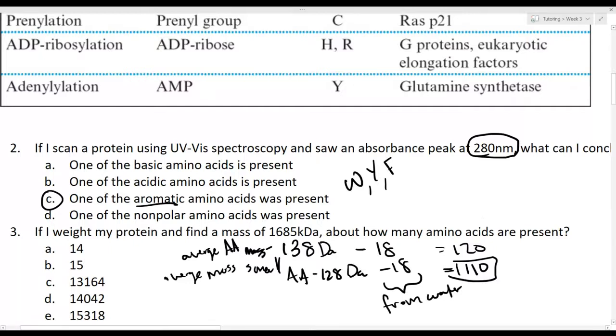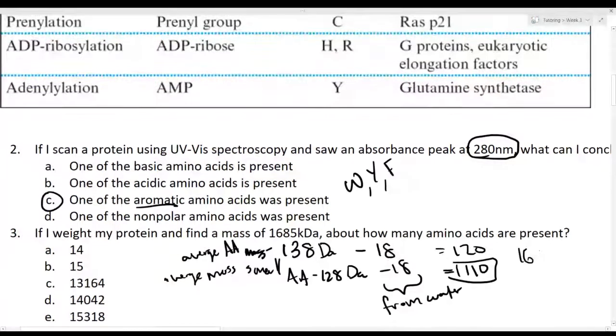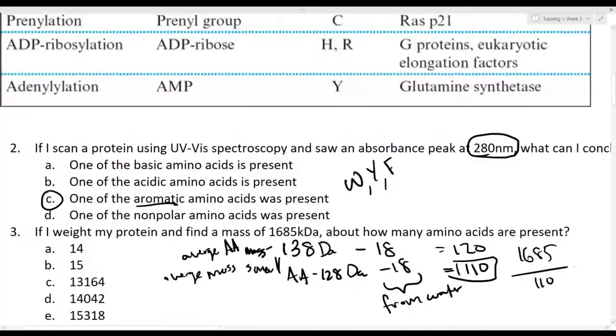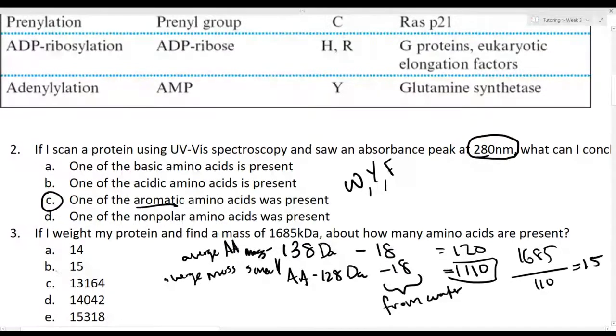So when we do this, we get 1685 over 110. I should get 15, right? The answer is B. Anyway, what do you think?